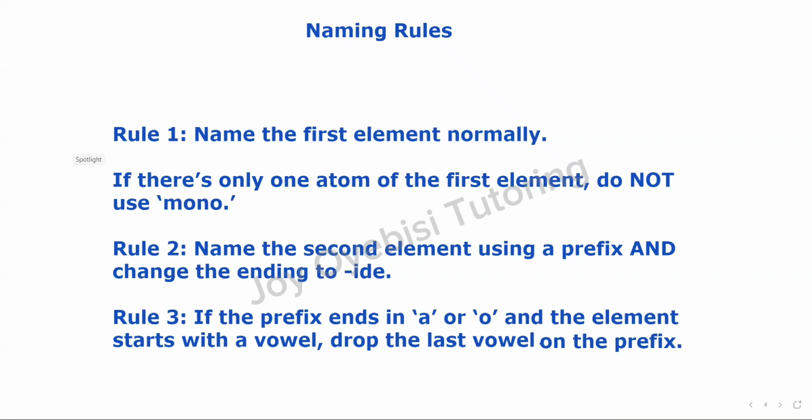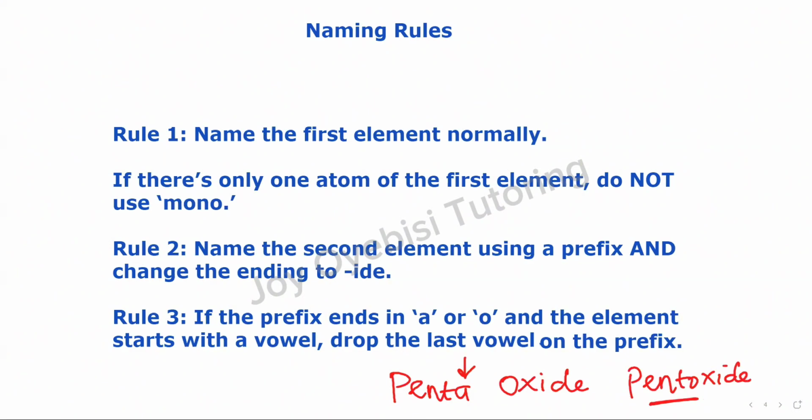So the third rule is that if the prefix ends in a or o, and the element starts with a vowel, drop the last vowel on the prefix. So in situations like penta, which is the prefix for 5, and then oxide, which is oxygen, you're going to drop the a, and when you combine it, it's going to be pentoxide. Okay, that's what I mean by that.